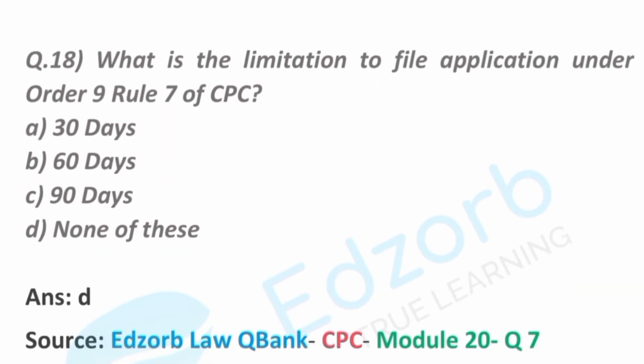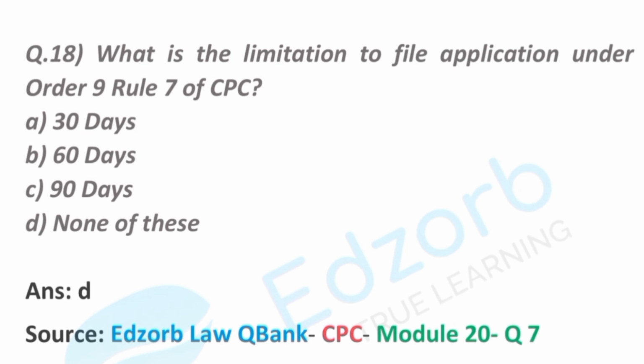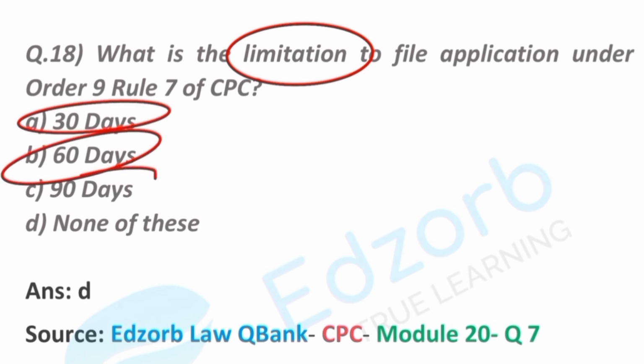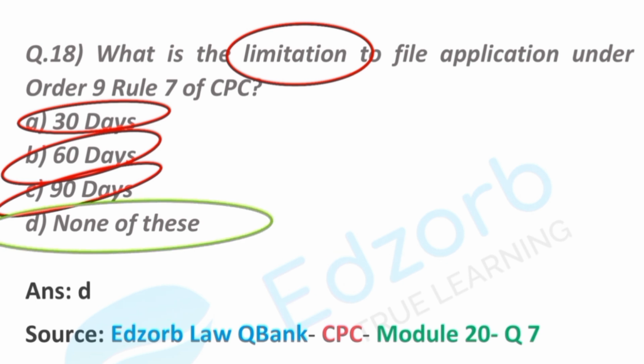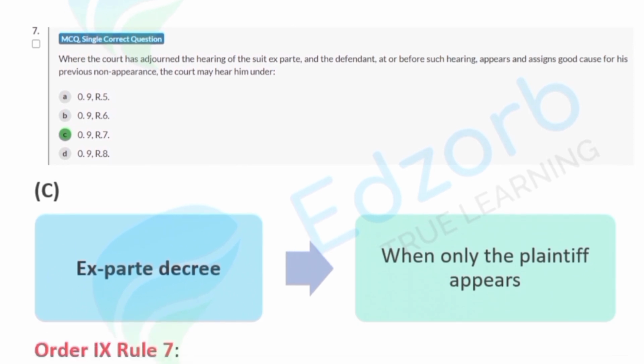Coming to the 18th question, I would request you to please allow me to applaud the examiner, for the question compels you to think that there is in fact a limitation to filing of an application under Order 9 Rule 7, be it 30 days, 60 days or 90 days, because the question proceeds in the manner so that one may think that there of course exists some limitation. However, there is no limitation. The correct option was option D.